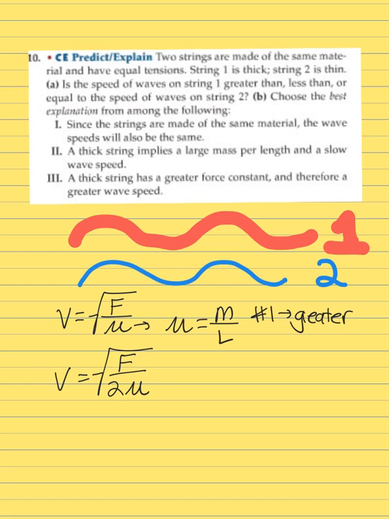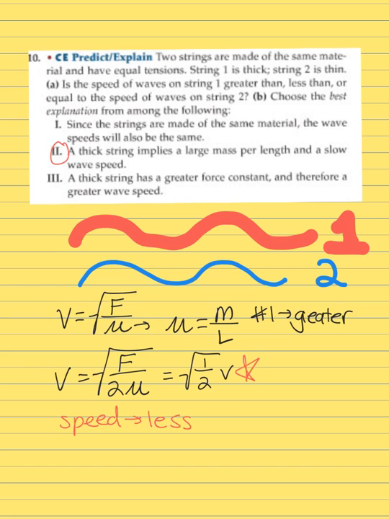So I have 2 mu, okay? And that means that my velocity would be the square root of 1/2 compared to our original one. So this means that my speed is less. And if I want an explanation, number 2 would be the best one. A thick string implies a large mass per length and a slower wave speed. And we can tell that by our equation right here.